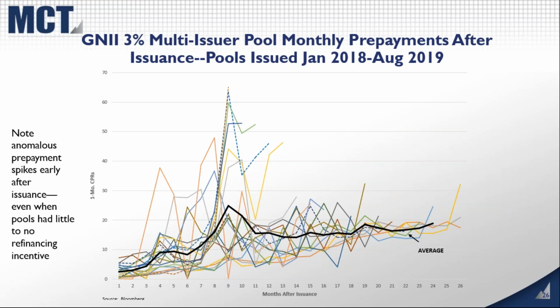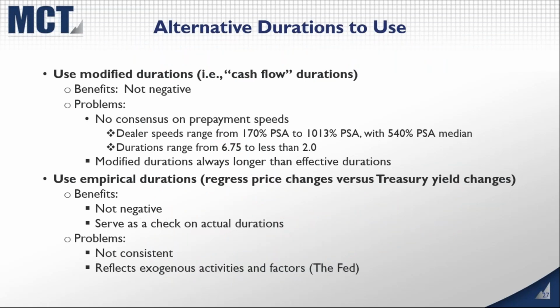And the average, which is just an unweighted average of all those pools, also shows this spike into like the 25 CPR area in month 9 for a Ginnie 3 that for most of that period had no refinancing incentive. And that factor is one of the things I think that troubles prepayment modelers, and one of the reasons that there's such a disparity and dispersion of prepayment speeds, as I'll show you in a second, based on projected models.